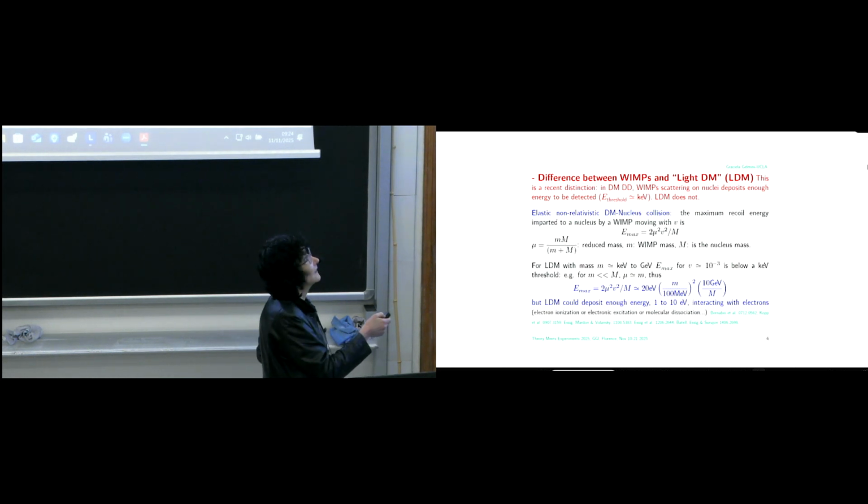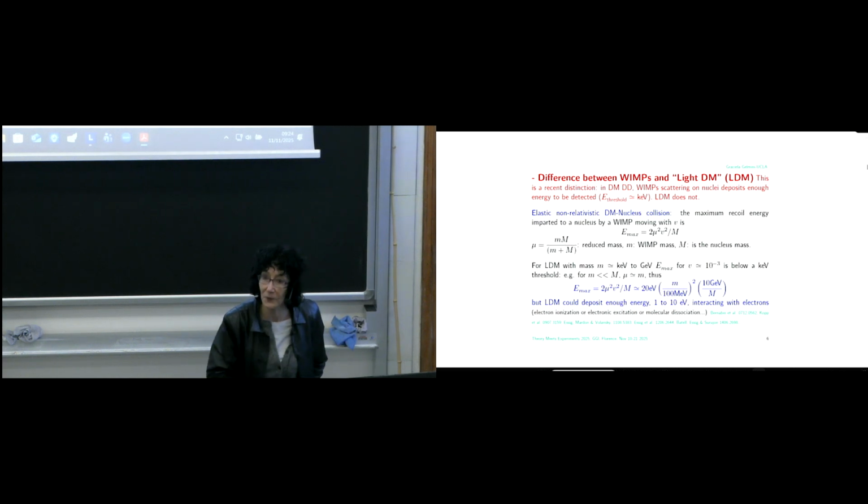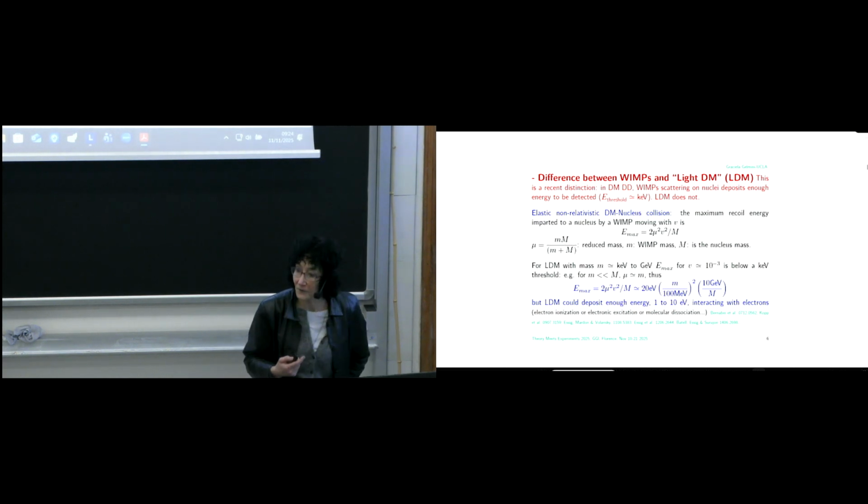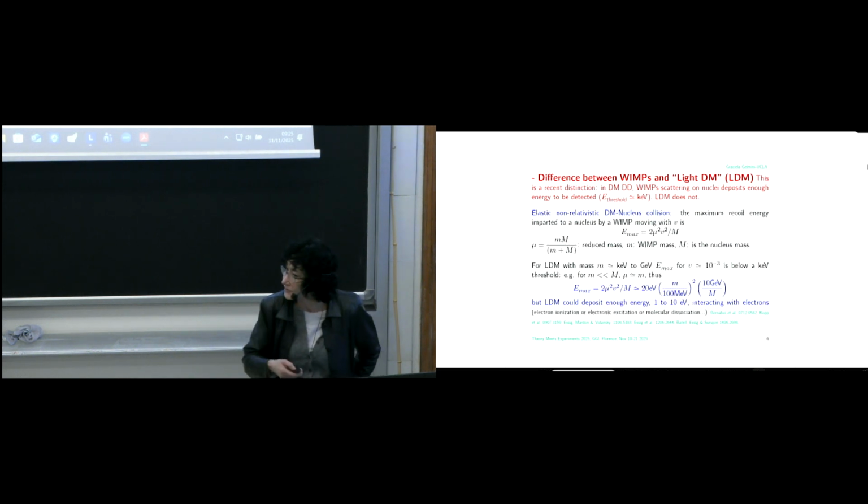So if your particular dark matter would not deposit enough energy to be above threshold in one of these detectors into a nucleus, then you're looking for collisions with electrons. When you're looking for collisions with electrons, mostly you call these dark matter candidates light dark matter. Otherwise, they could have the same type of interactions, etc.